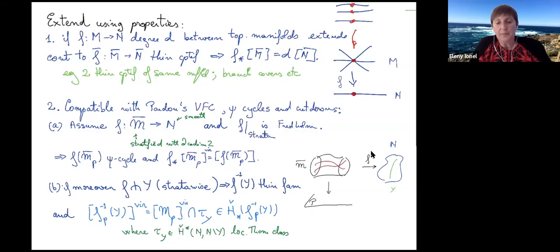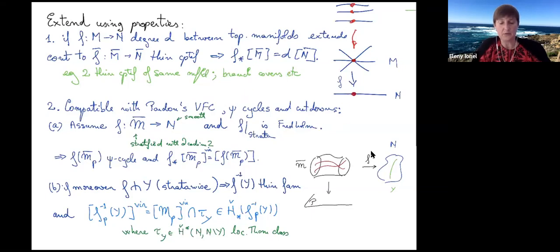To be specific, Pardon constructs his fundamental class in the dual to Čech homology. We constructed ours in Čech homology. But if you work with field coefficients, those two groups are naturally isomorphic, or otherwise you have a map from Čech homology to the dual of Čech homology, and the two classes agree under this image. So that's one of the properties. It's also compatible with pseudo-cycles and cut-down moduli spaces.